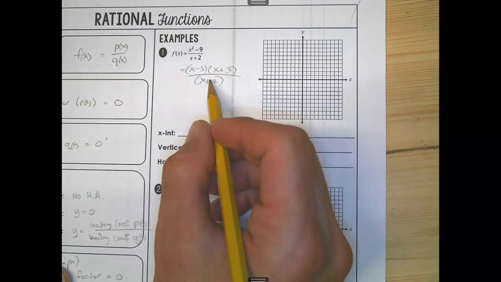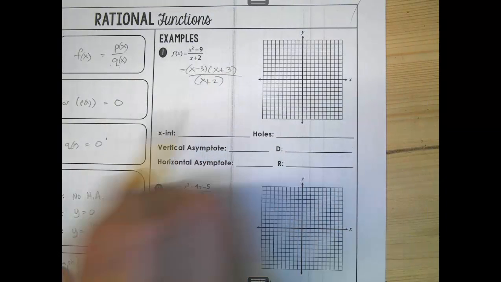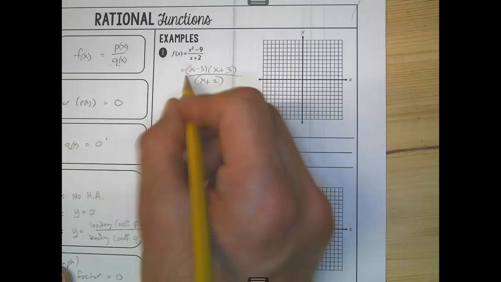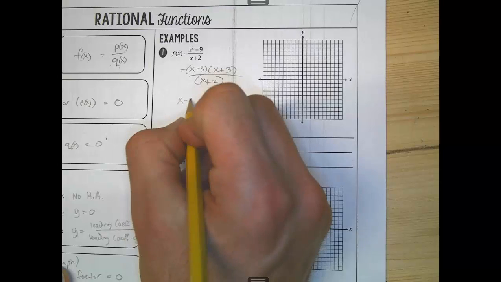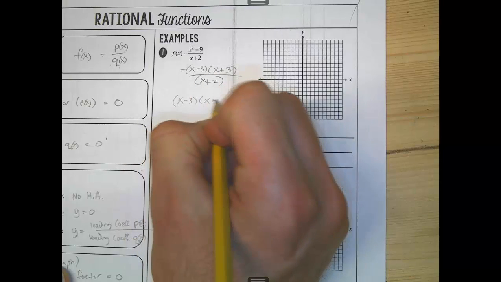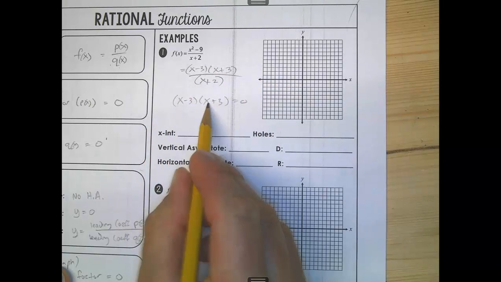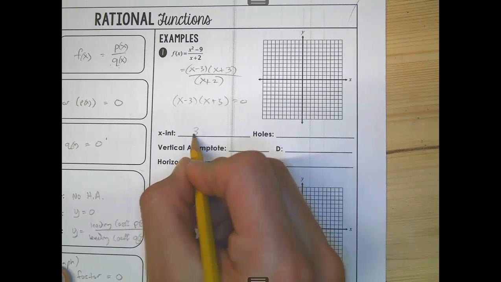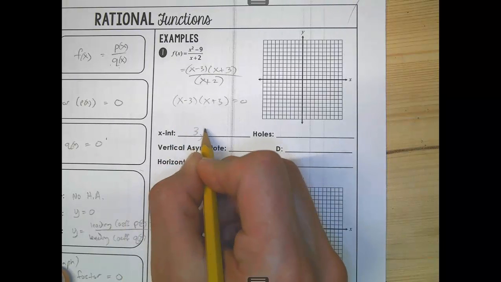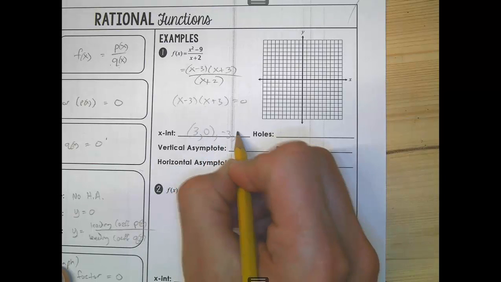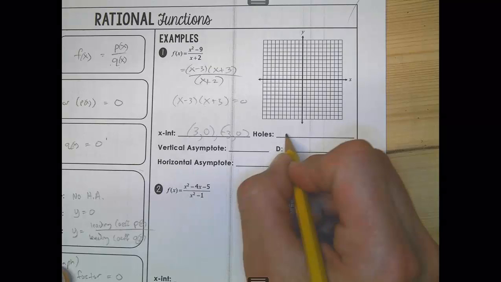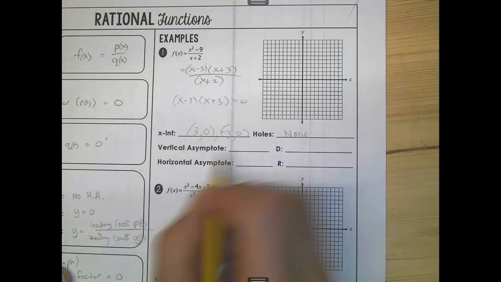All right, but I can find my, first of all, x-intercept. For the x-intercept, we set the numerator equal to 0, so I'm going to take the top, set it equal to 0. Now, when I take x minus 3, x plus 3, and I set it equal to 0, there's 2 things that can give me the 0, 3 and negative 3. So my x-intercepts are 3, 0, and negative 3, 0, given as ordered pairs. All right, holes, there's none like we talked about.